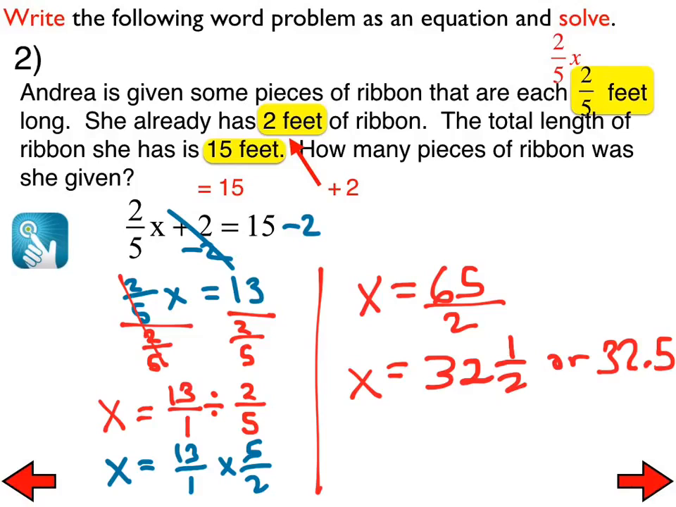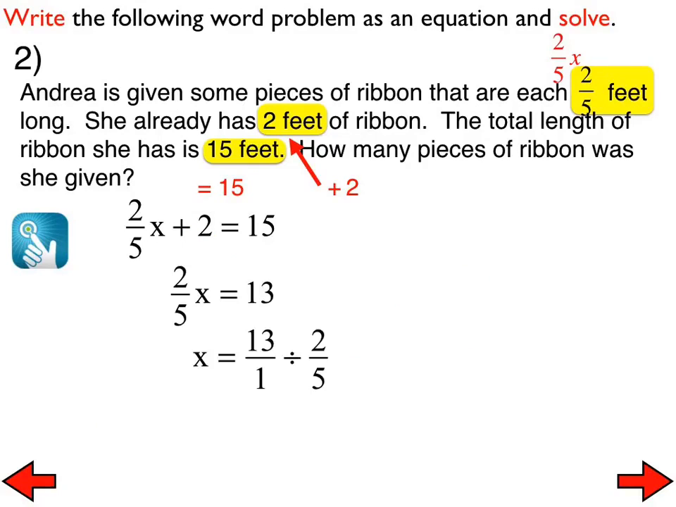And that's not our final answer. What do I need from you? I need you to answer the question how with a sentence. And it's asking you how many pieces of ribbon was she given. So what would your sentence sound like? She was given 32.5 pieces.